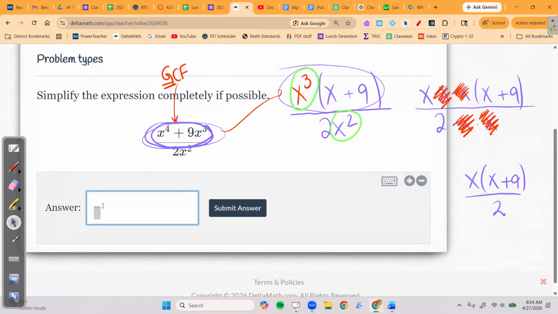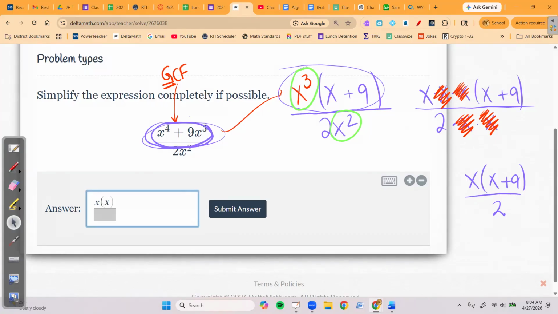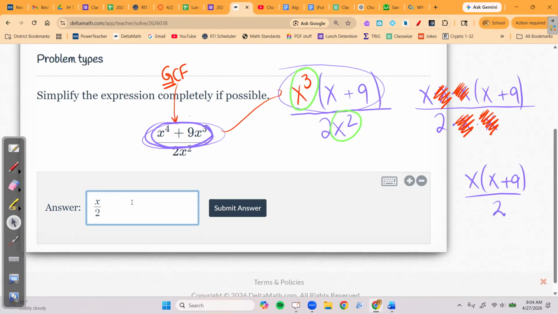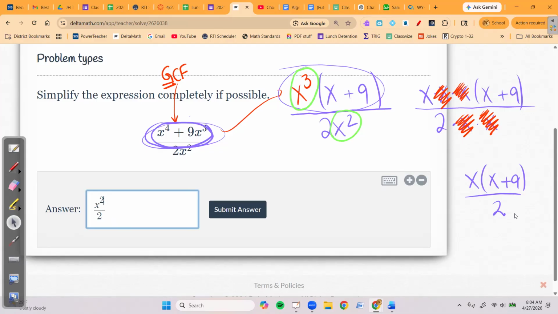So if I typed in x times x plus 9 over 2, I don't want to hit submit answer, but Delta Math would give me the green check mark. It would say, good job, right? That Pavlovian thing that we love, the green check mark on Delta Math. However, you could also multiply it back out, which you don't have to. But what would the top be if I redistributed the x through the x plus 9 over here? So I could have x squared plus 9x over 2, and it would take this just as well.